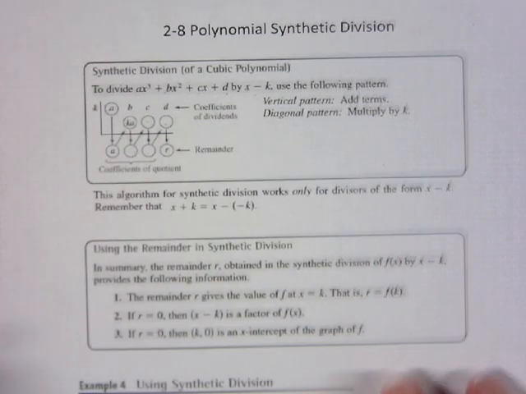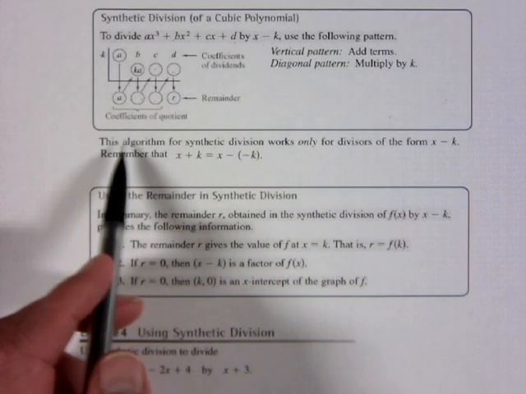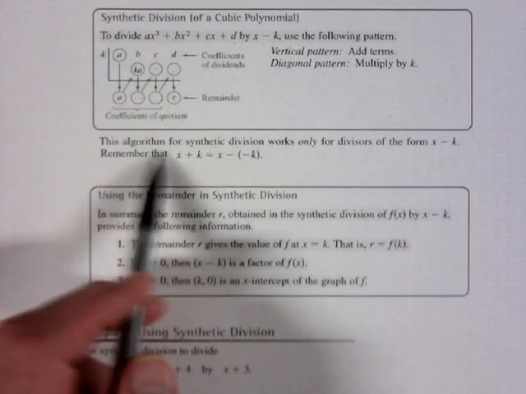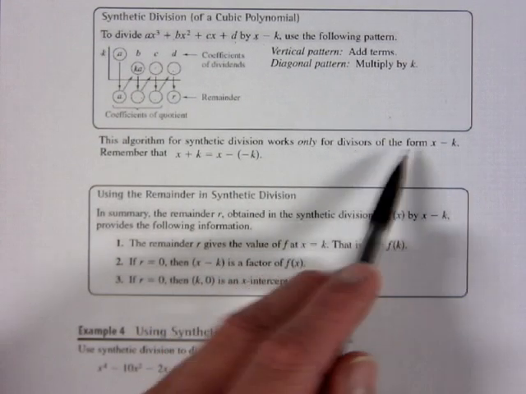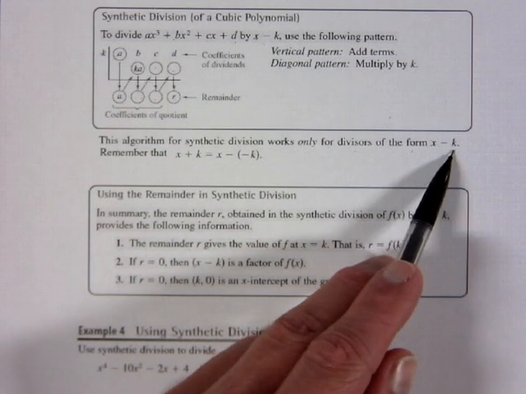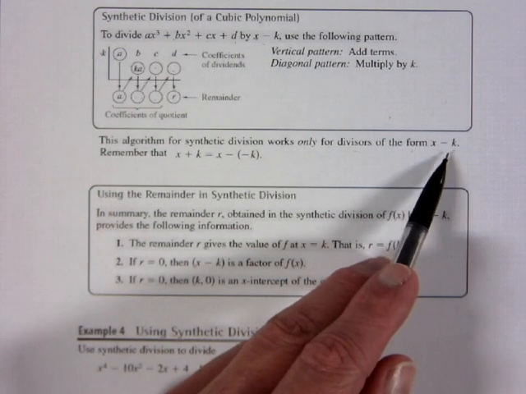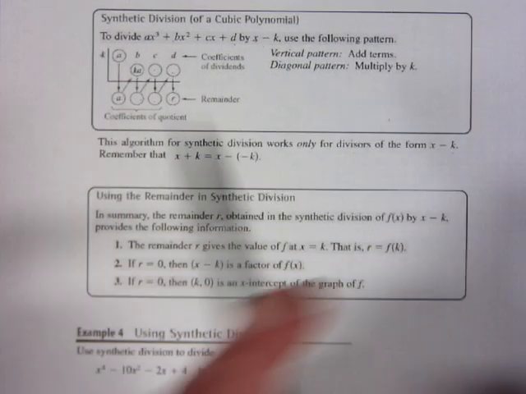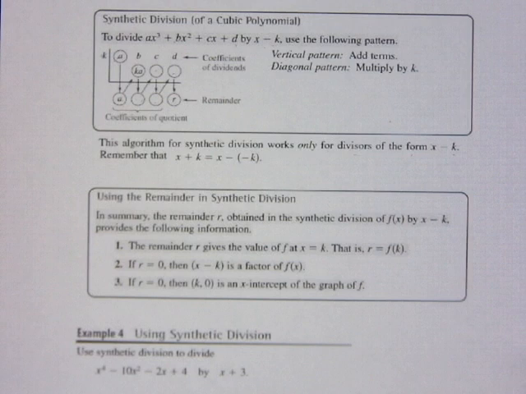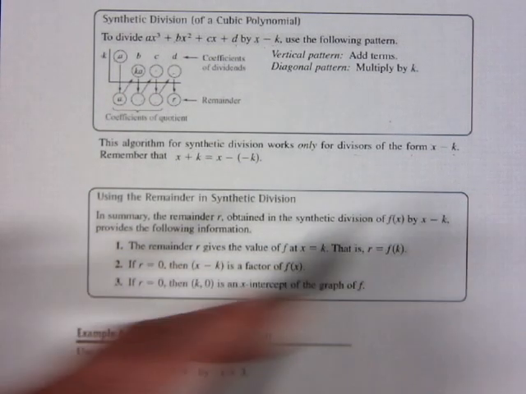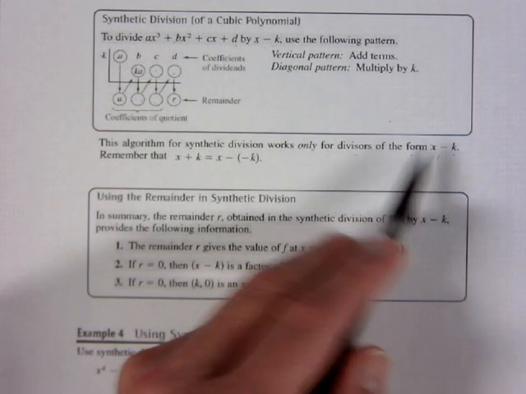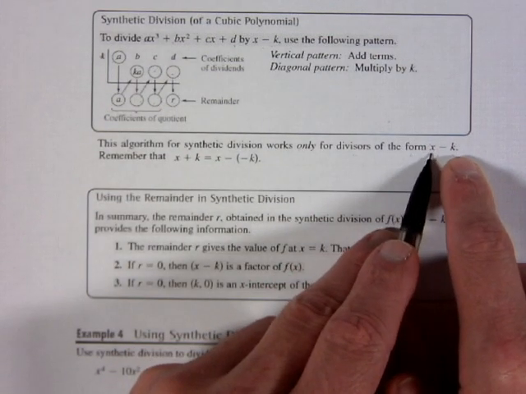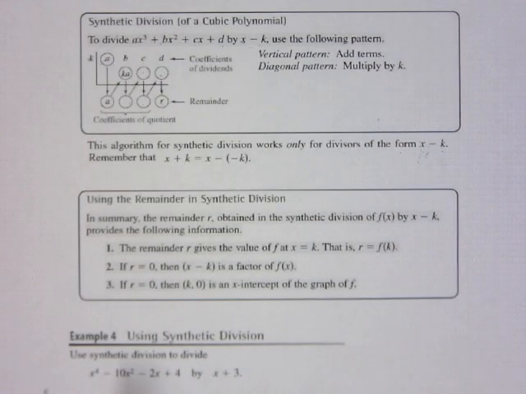Now, synthetic division actually does have some limitations, and it works only for divisors that are in this form, x minus k. It doesn't work like the one we did last time with long division, where we divided by a trinomial. Synthetic division can't handle that. That algorithm only works for divisors that are in this particular form. So make sure you're aware of that.